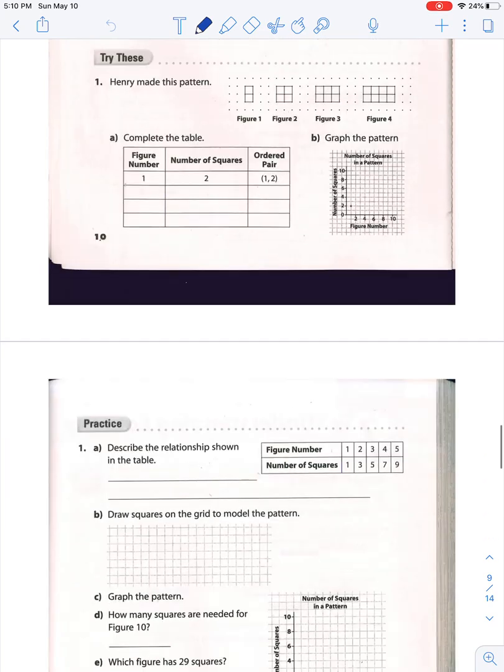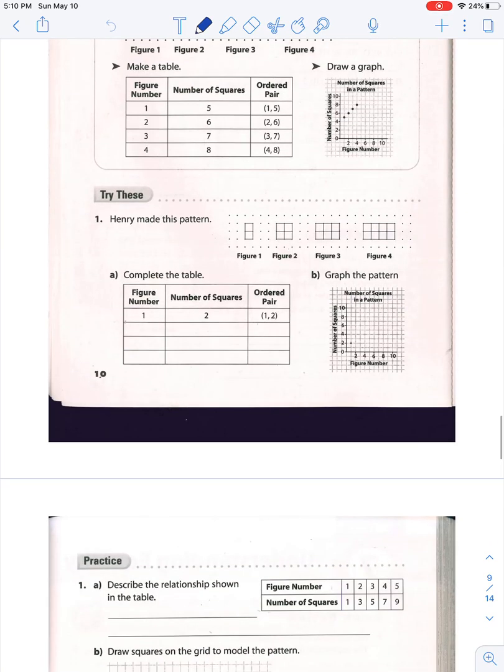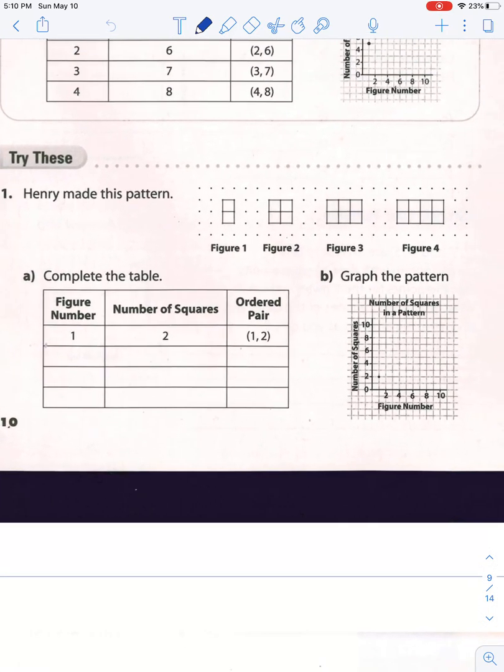Homework review for today is workbook pages 10 and 11, and we're going through all of the questions. Okay, so Henry made this pattern. We have to complete the table, okay? So figure number 2, 3, and 4. Number of squares is 4, 6, and then 8. So our ordered pairs are (2, 4), (3, 6), (4, 8).